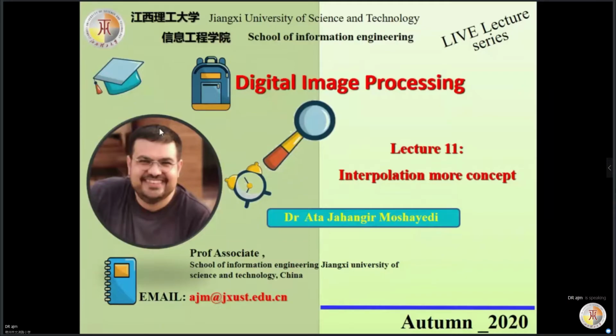This topic, if I want to talk just about the mathematical part, I can speak about it for the whole term, the whole semester. And if I want to talk just about the MATLAB part, I can talk about it for one or more semesters. That is why we should shift between the theoretical part and MATLAB to have a better understanding.